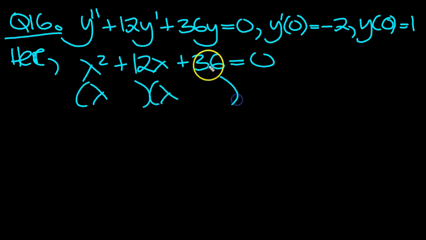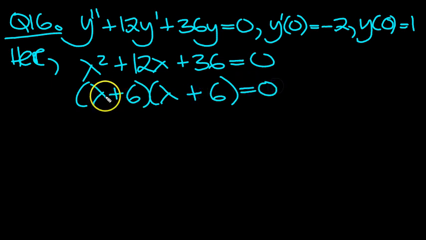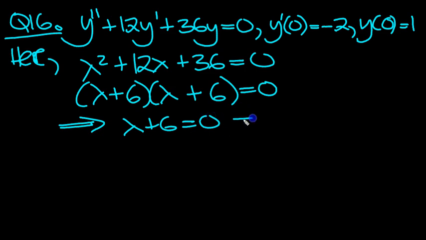Lambda times lambda, 6 sixes. And when we add them together, we get 12, don't we, as the middle terms. So lambda squared plus the 6 lambda plus another 6 lambda makes 12 lambda. And the last term will give us 6 sixes of 36. So this tells us then it's a repeated root. Lambda plus 6 equals 0. Move the 6 over. Lambda equals minus 6 is the value.